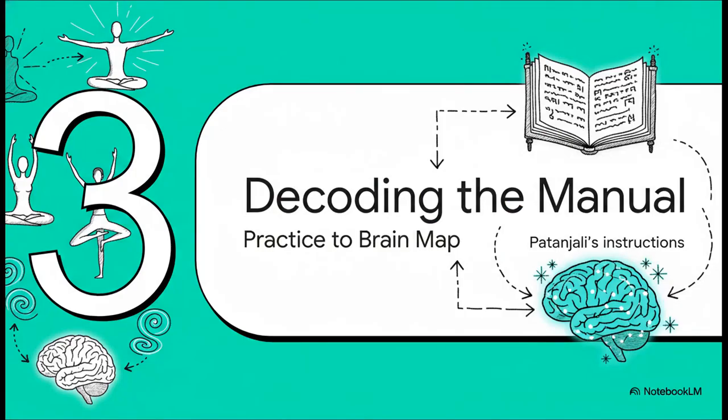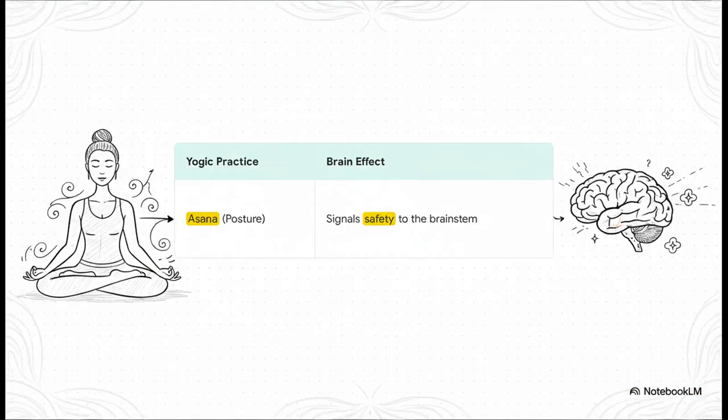So, how do we actually use this technology? Well, Patanjali's manual gives us very precise instructions. Let's decode them by mapping each practice to its direct effect on the brain networks we've been discussing. First up is asana, or posture.